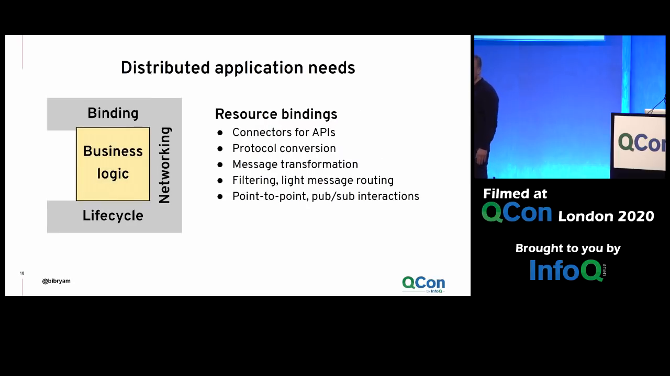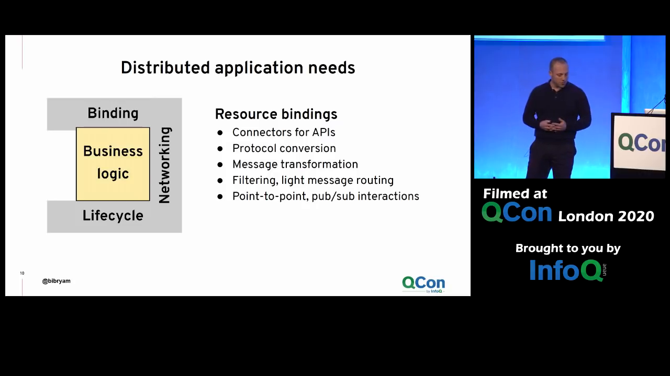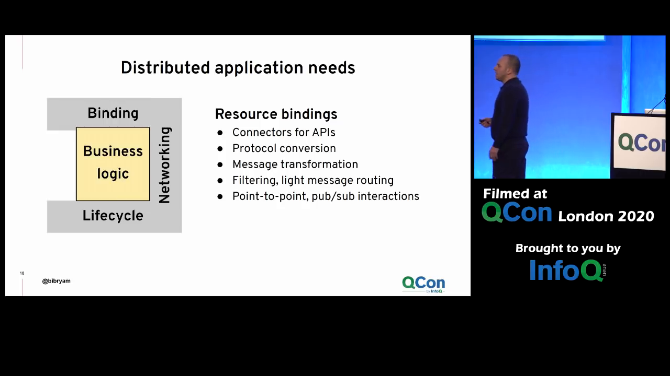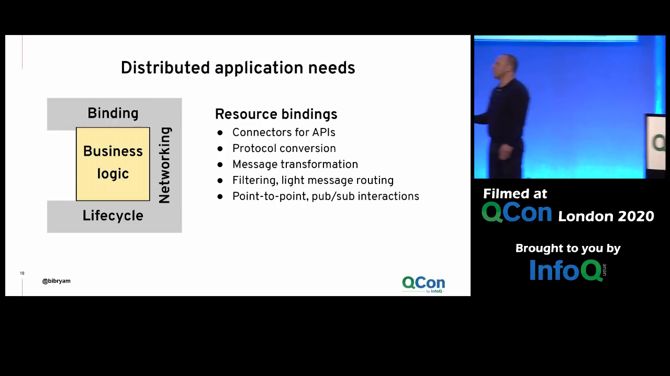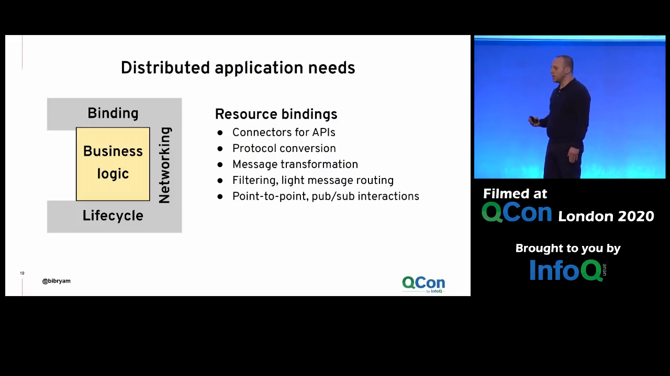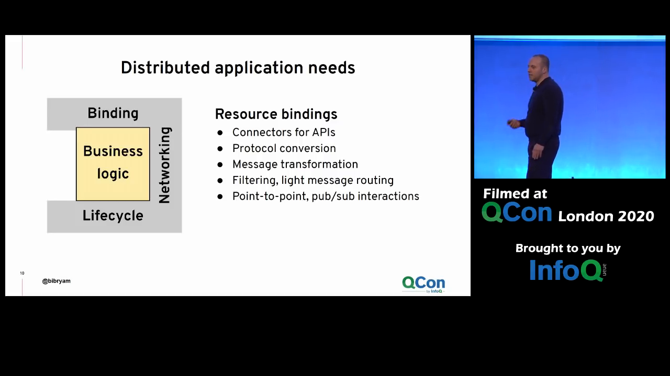Once we have networking, I would say the next thing is we want to have the ability to talk to different APIs and endpoints, so binding, resource binding, be able to talk different protocols, different data formats, maybe even be able to transform from one data format to another one. I would include here also things such as light filtering. So when we subscribe to a topic, maybe we are interested only in certain events.